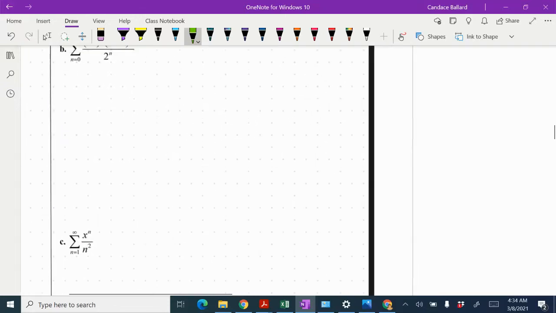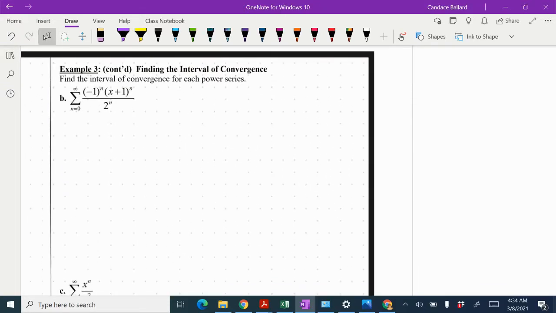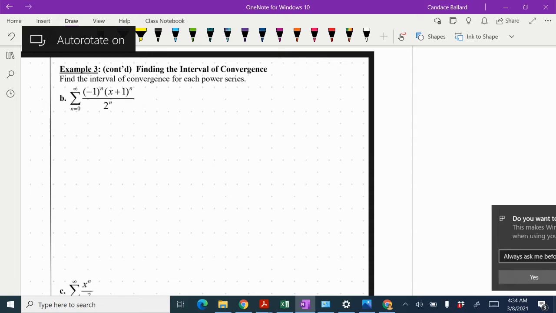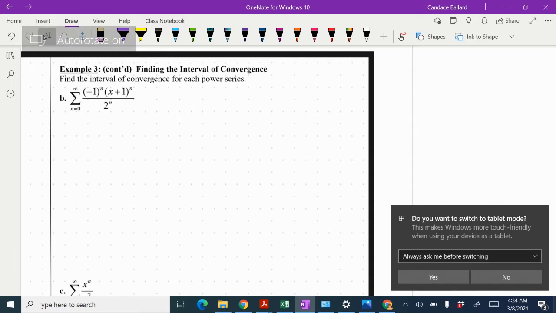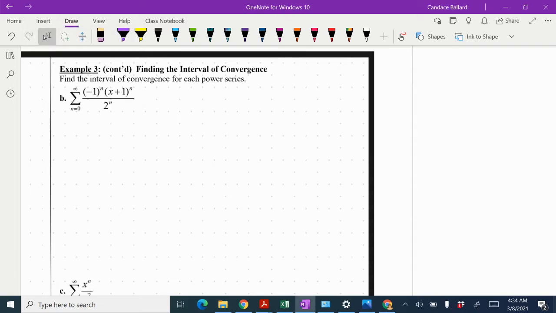In this video, we're going to continue topic 10.13, radius and interval of convergence, and we're going to look at example 3b, where we are still trying to find the interval of convergence for each power series, and we're going to be finding if the endpoints are included or not.